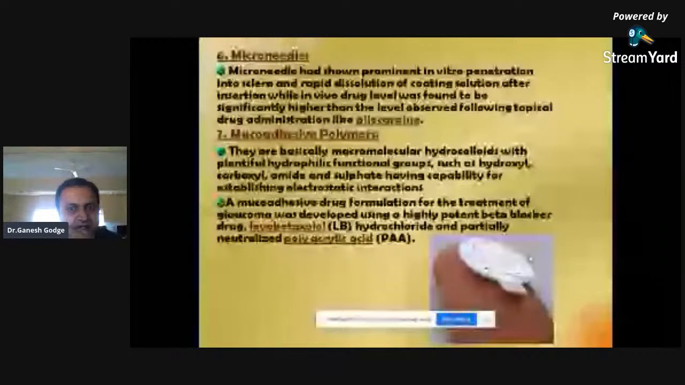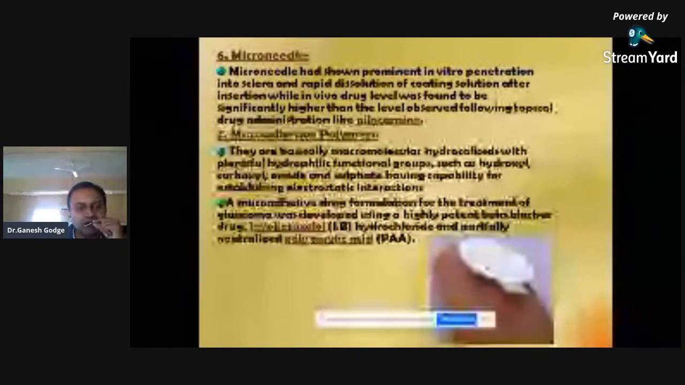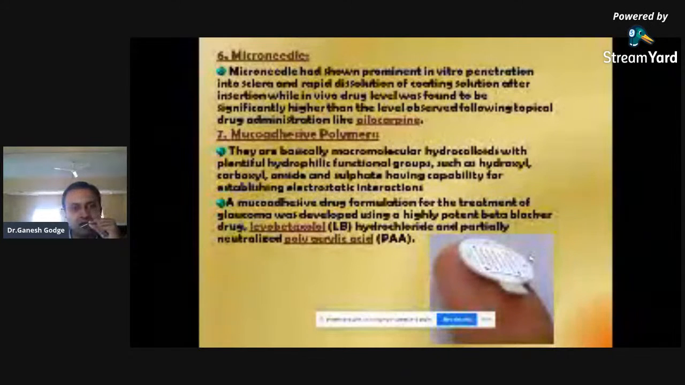Because of their microstructure, they give rapid penetration, thereby a higher level of drug administration or drug penetration is quite possible with these microneedles.